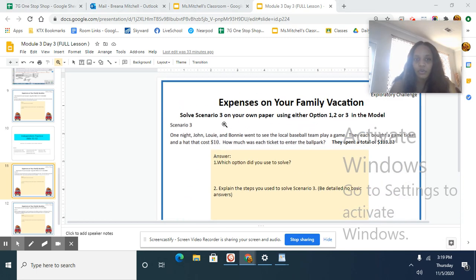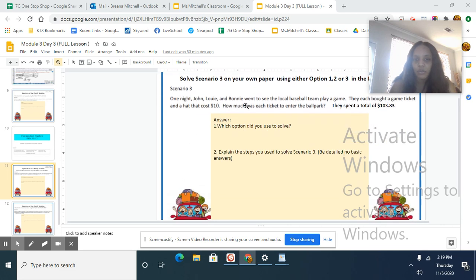Scenario 3 says one night John, Louie, and Bonnie went to see a local baseball team play a game. Each bought a game ticket and a hat that cost $10. How much was each ticket to enter the ballpark? Keep in mind they spent a total of $103.83 on the tickets and also the hat cost.